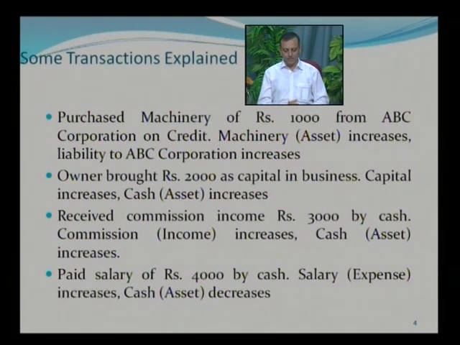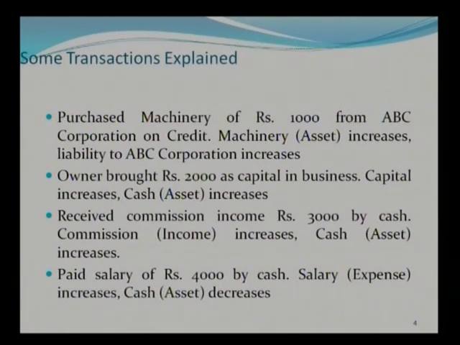The second example is, owner brings ₹2,000 as capital in business, capital increases, cash or the asset increases, that we have already discussed. Received commission income of ₹3,000 by cash, commission income increases, your cash asset increases. Paid salary of ₹4,000 by cash, your salary is an expense, it increases, and your cash asset decreases.